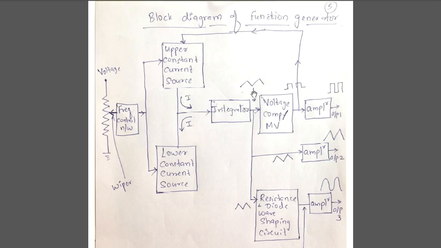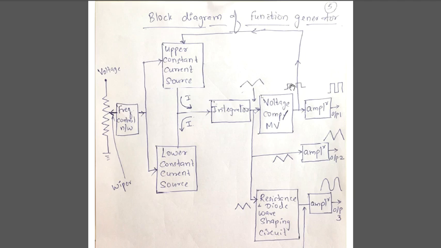At the same time, because you are continuously getting an ascending and descending slope at the output of the integrator, which is going to the comparator, its output will be continuously high, low, high, low, high, low. So it is as good as getting a square waveform here.